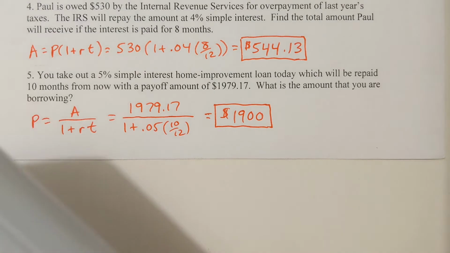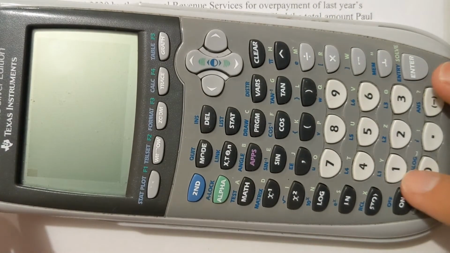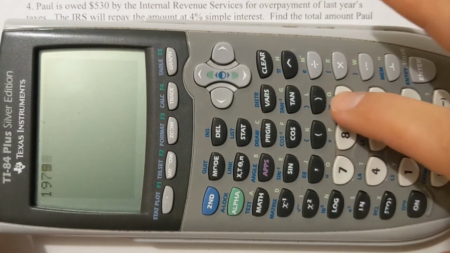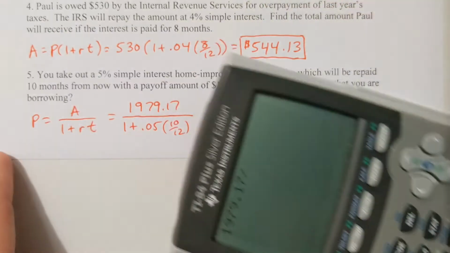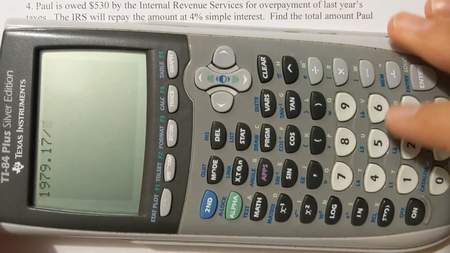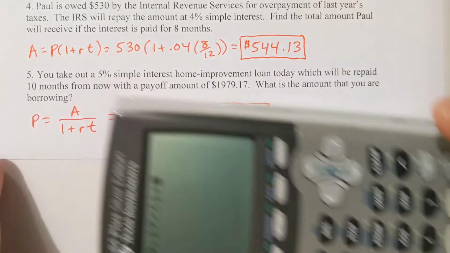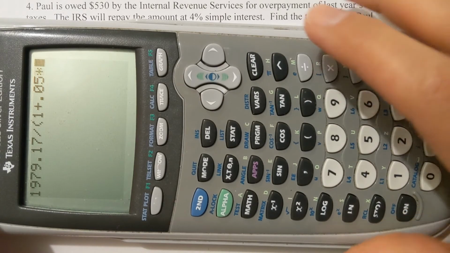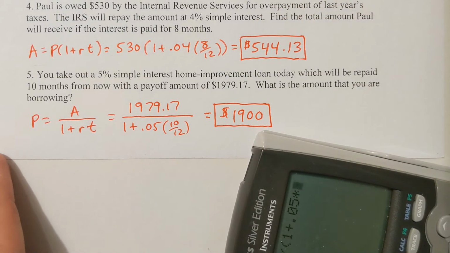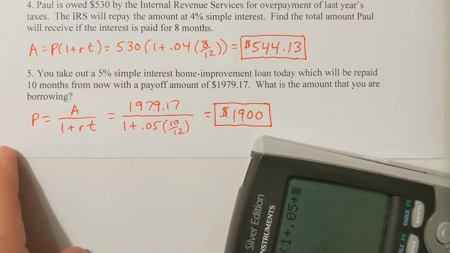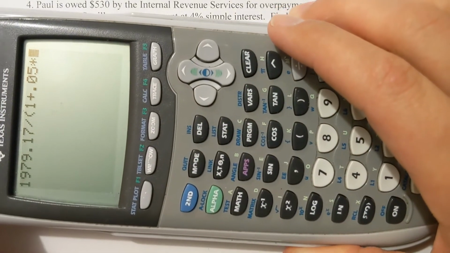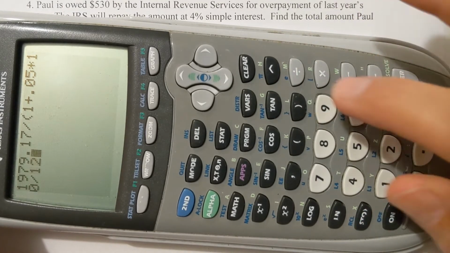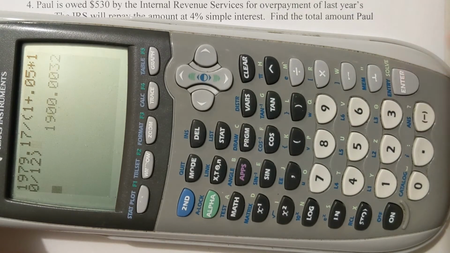Okay, so if I take the $1,979.17 divided by 1 plus the 5% rate, so 0.05 times, we're going to see how much we're borrowing for 10 months. So t would be 10 divided by 12, and I'd hit enter.